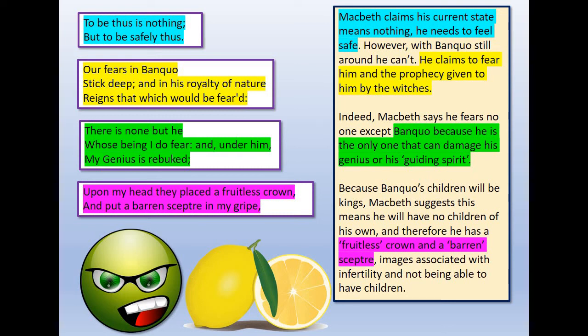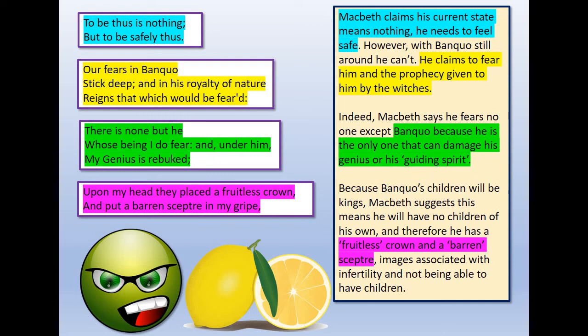And then "there is none but he whose being I do fear." Who's the he? Banquo. "And under him my genius is rebuked." So indeed Macbeth says he fears no one except Banquo, because he is the only one that can damage his genius, or his guiding spirit. He could destroy his name, his reputation. He's the one that's got something that could be used against Macbeth.